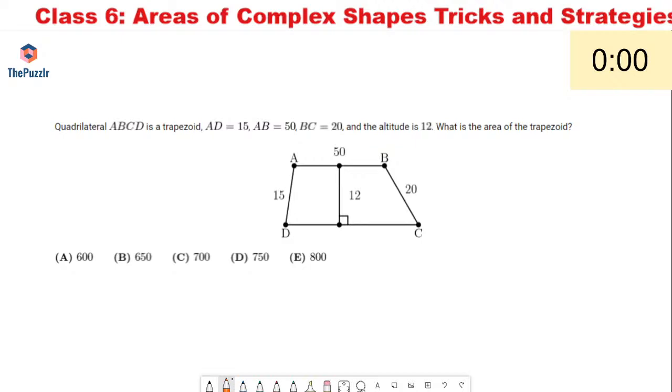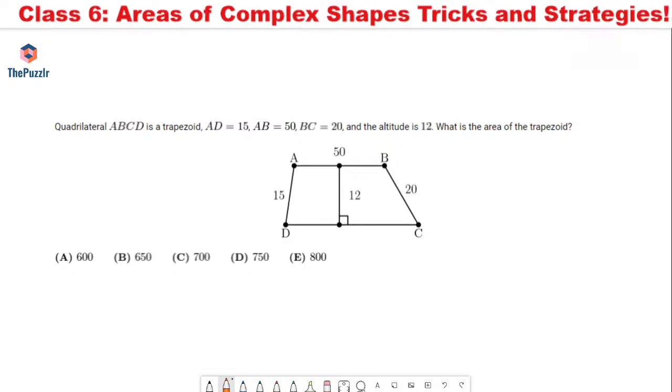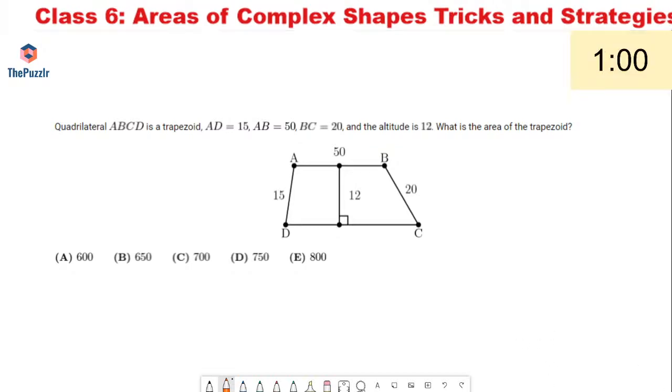I'll give you a minute to try it. Try to break up the bottom base into parts that you can find the length of, right? And that will help you a lot. That will actually help you find the area of the trapezoid.